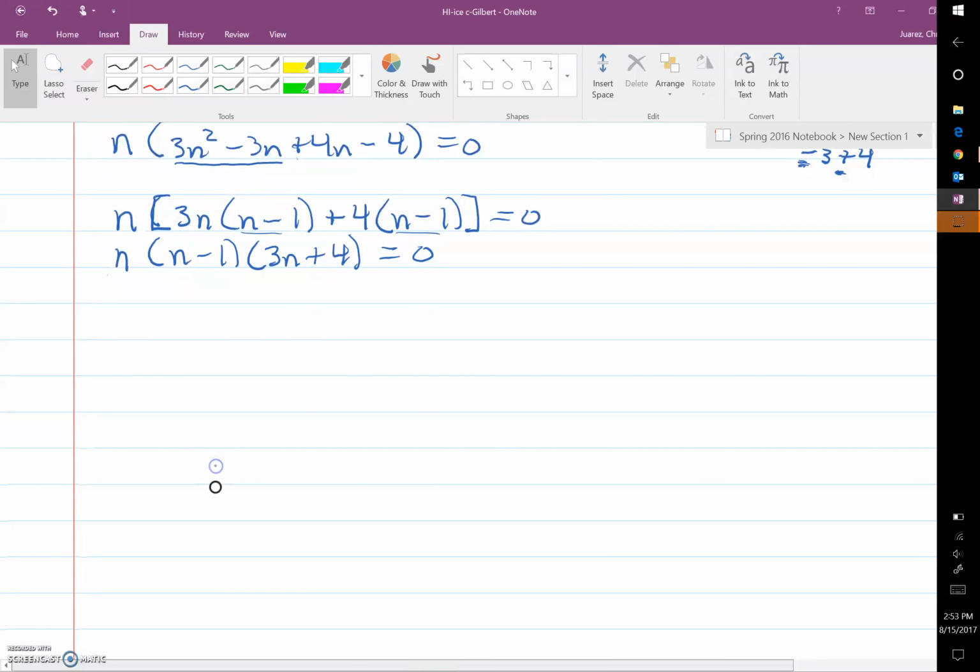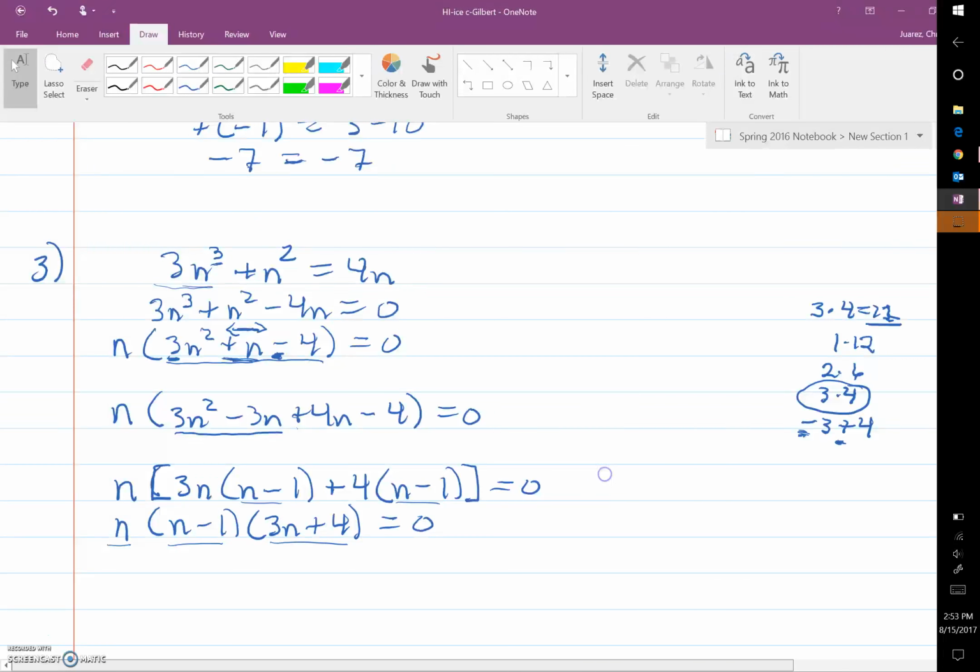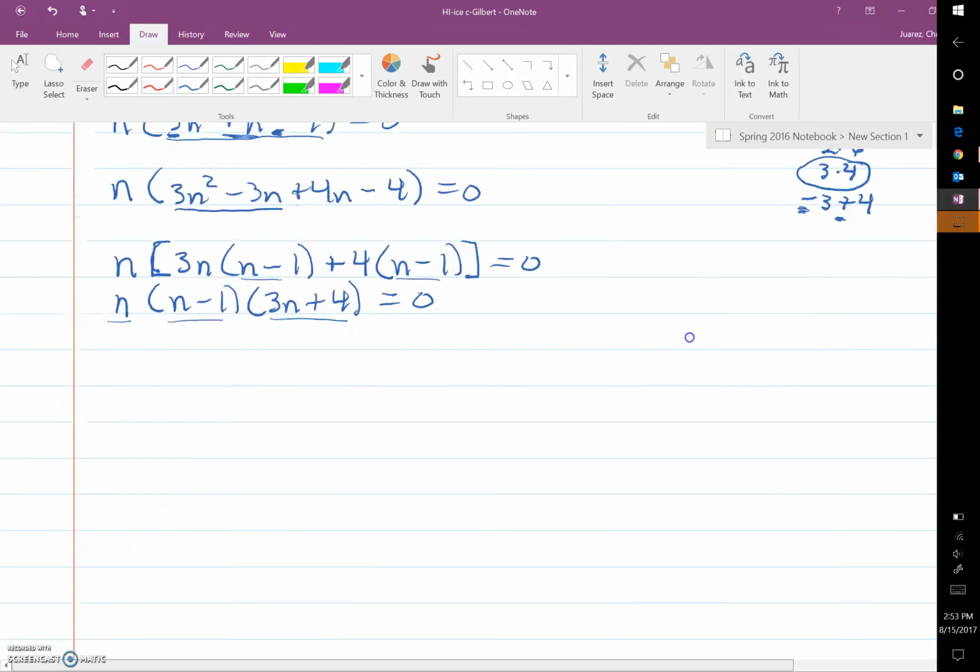And now I've got 3 factors, and because this was a 3, I expect 3 answers. If it's a 2, I expect 2 answers. If it's a 4, I expect 4 answers. Unless it's a perfect square trinomial. If it is a perfect square trinomial, then I expect 1 less answer. So if it's 3 and I end up with a perfect square trinomial, I will expect only 2 answers.